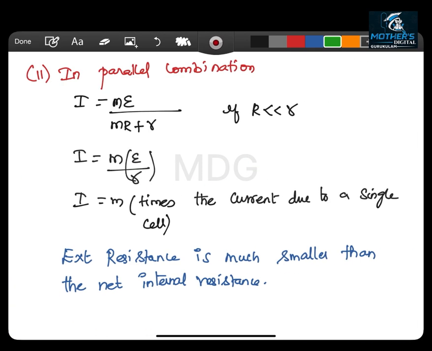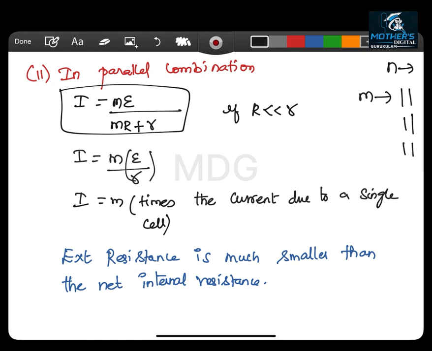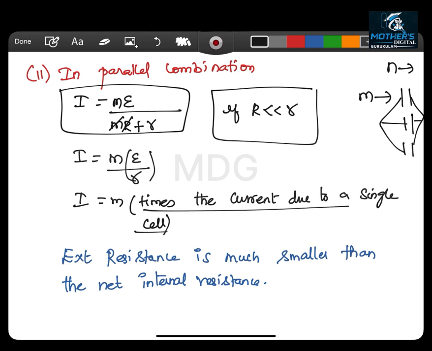Similarly, when you connect the cells in parallel, what will be the condition to draw the maximum current? The formula is I equal to M epsilon by MR plus R. Since I have used N for the number of cells connected in series, I am using M for cells connected in parallel. The condition is, if external resistance is much lesser than internal resistance, this factor has to be ignored, so that it will be M epsilon by R, which is equal to M times the current drawn from a single cell.